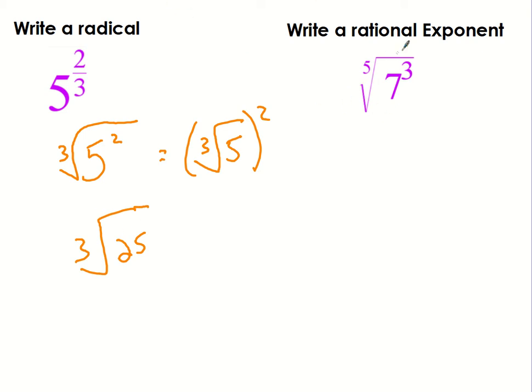Now over here, we're going backwards. The number on the outside is asking for the 5th root. So that becomes my denominator, and the other number becomes my numerator. So that's 7 to the 3/5. And again, the only reason why we're doing this is to show you equivalent expressions so that we can rewrite them to help us solve equations.